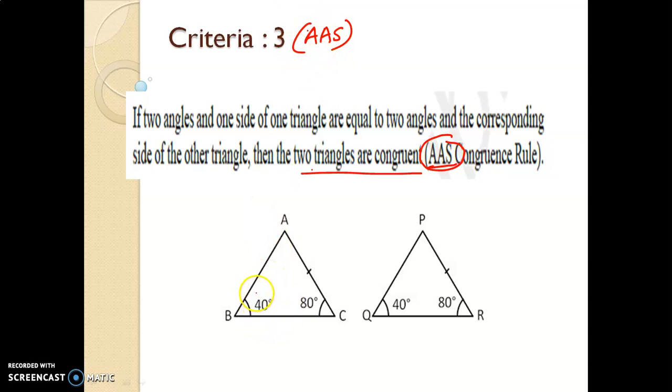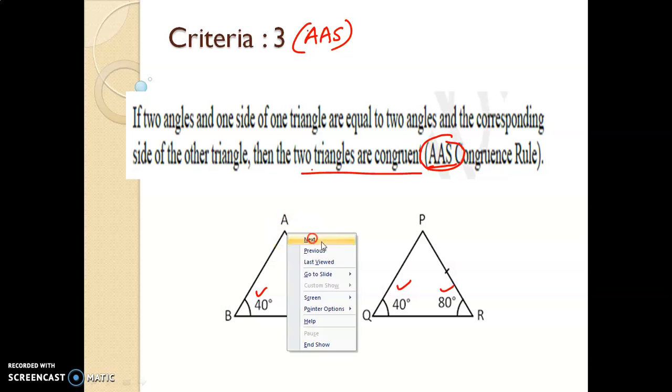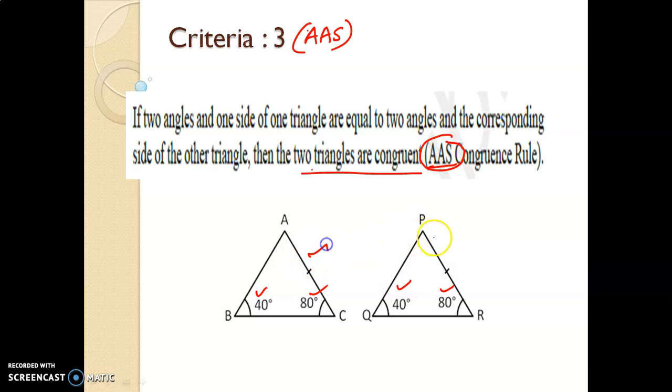Okay. Look at the angles here, 40 degree, 40 degree, 80 degree, 80 degree. But look at the side here. Here the side AC and this side PR are the same length. So look at this mark. This single mark means they have the same side length. For example, if AC is 5 centimeter, then PR is also 5 centimeter. That is the meaning. So this single mark represents that the two sides are the same.